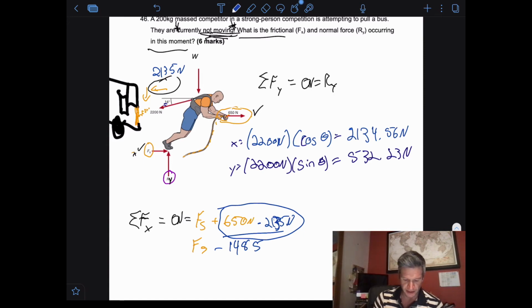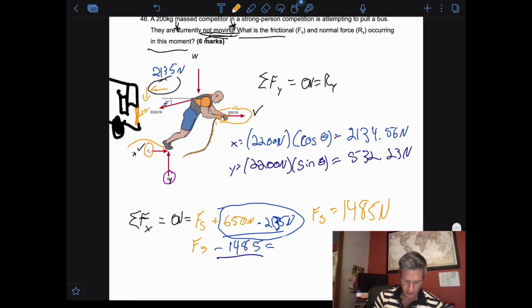Right, and then because all of this is still technically equal to 0 newtons, because we want that to balance out, right? So we're just carrying that over there. What we want to do is actually migrate that negative number over, so we add that to both sides. So what we end up getting is our frictional force is operating in a positive direction at 1485 newtons, okay?